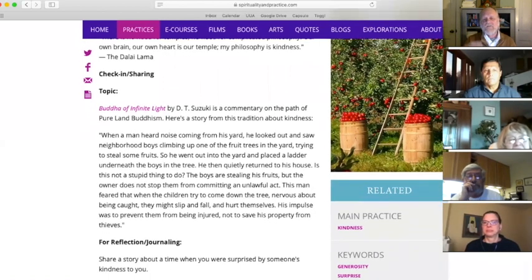You have a topic. In this case, it's a little story from D.T. Suzuki about the Buddha. It's in gendered language. It'd be very easy to turn this into non-gendered language, and that's what I would suggest too. If you have stories like this that are in very gendered language, you can just say there was a farmer who heard a noise coming from their yard. The farmer saw some children playing in a tree. So you can do that.